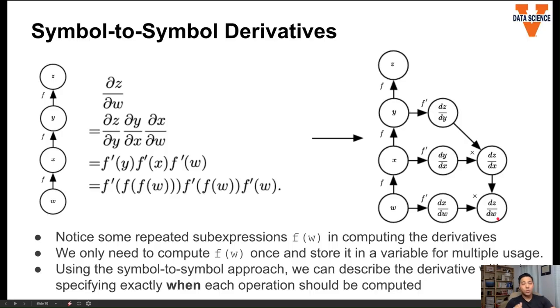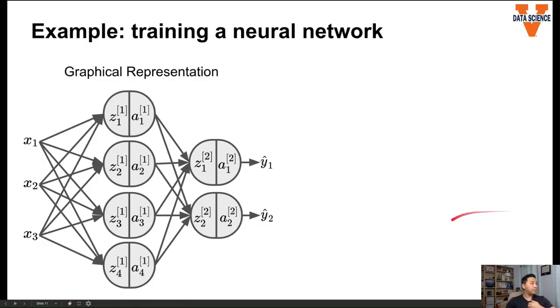If I wiggle w a little bit, what happens to z, right? And you can do that for any variable in the computational graph, right? So that's important. I want you to know that because next we're going to look at how you apply this to the neural net. Okay, so training a neural network, you saw this graphical representation of the neural net before.